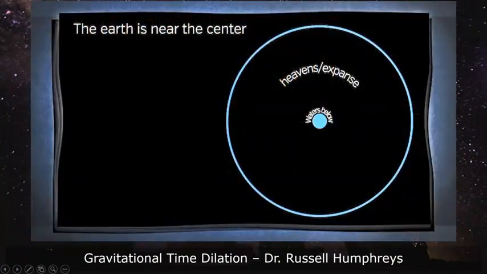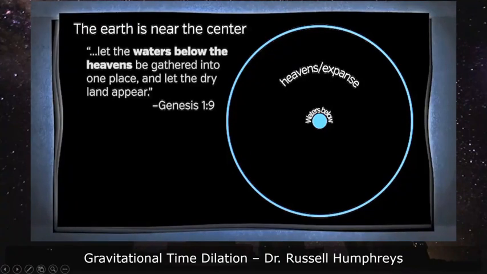On the third day, when God turned the waters into earth, and there were no stars or planets yet, no sun, moon, anything. In Genesis 1:9, he says, "Let the waters below the heavens, or below the expanse, be gathered into one place, and let the dry land appear." So the waters that were below the expanse, near the center, are turned into the earth. God turns it into solid material.